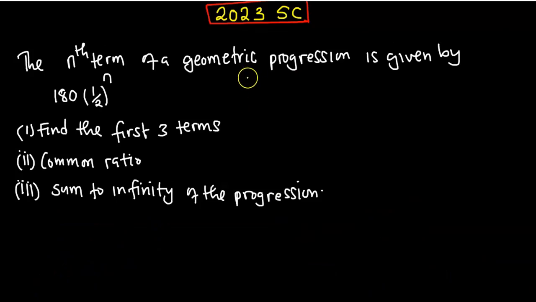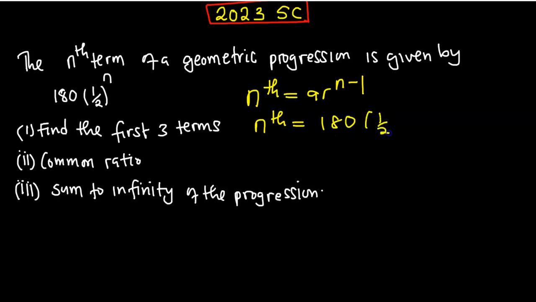So the nth term of the geometric progression is given like this. The nth term, you can picture this one, is a r to the power n minus 1. Now in this case the nth term is equal to what? They've already given you the formula, which is 180 multiplied by 1 over 2 to the power n. So we're going to make use of this. Then find the first 3 terms. How are we going to find the first 3 terms right here?